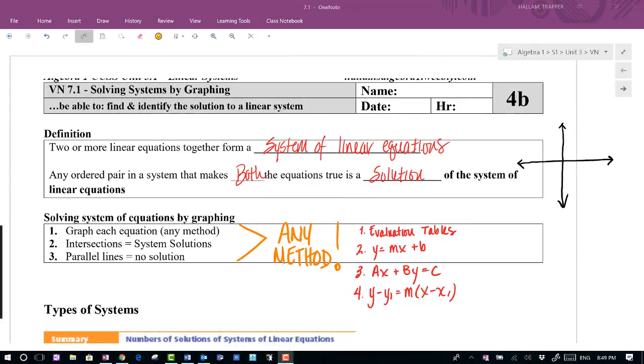Okay, hi and welcome to some notes on solving systems by graphing, also known as Video Notes 7.1 for our book. Let's get right into it. Let's remind ourselves what it means to be a system. For us right now, we're doing linear systems.